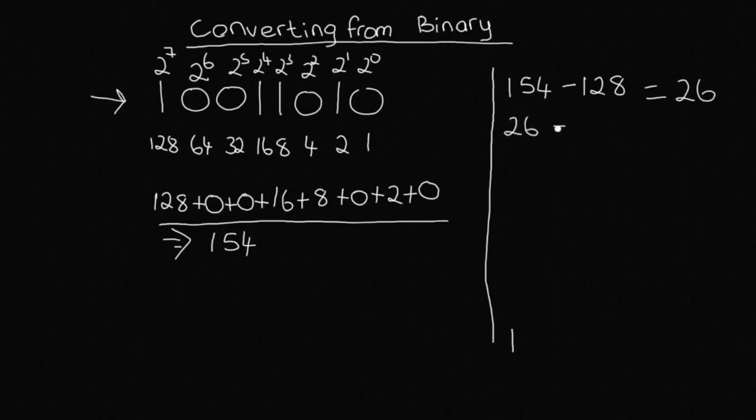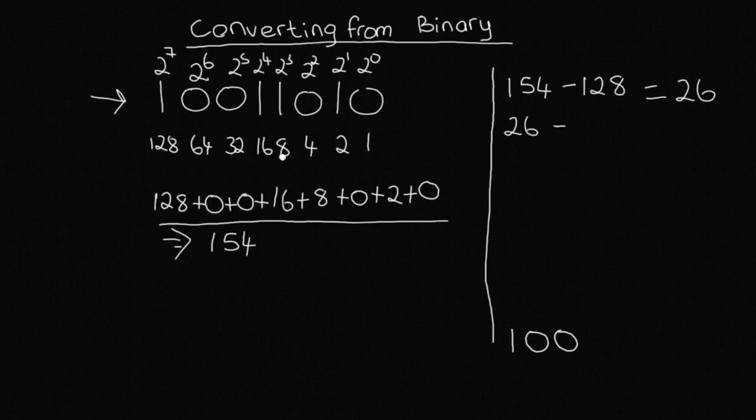Now we want to take away a number from 26. So if we look at the next number which can be used, which is 64, we can't take 64 away from 26 because we're going to end up with a negative number, and we don't want that. So we're going to add in a 0 here because we cannot use 64. Similarly with 32, we look and see, can we take 32 away from 26 without leaving a negative number? And we cannot do this either, so we're going to put in another 0.